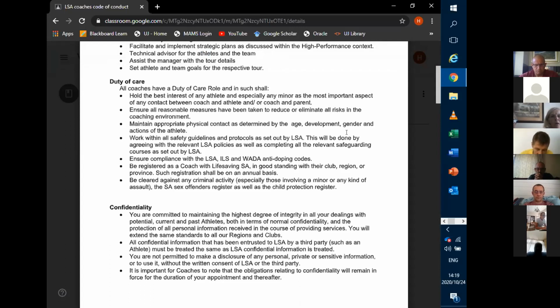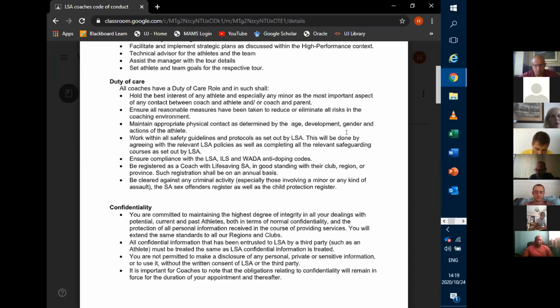I said that one. Work within the safety guidelines and protocols as set by LSA. Life Saving South Africa is always putting that on the table, that the safety of the people is important. Ensure that you comply with the LSA, ILS, and WADA rules.